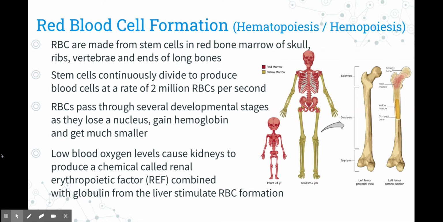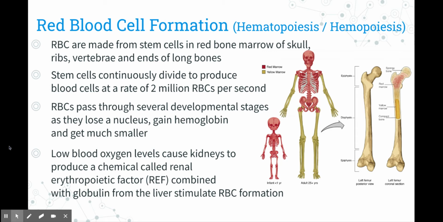Now, red blood cells are made in the stem cells of our bones, in the red bone marrow, particularly in the skull, the ribs, the vertebrae, and at the very ends of our long bones. As an infant, less than 1 year old, red blood cells are made throughout the body. But as we grow and mature and eventually stop growing, red blood cell formation is limited to just the ends of our long bones and the bones of our core skeleton.